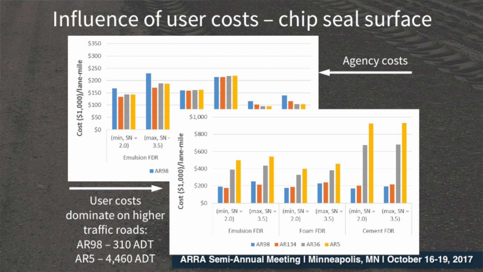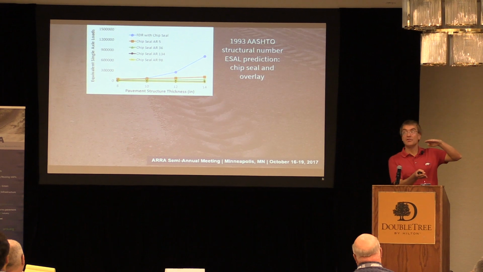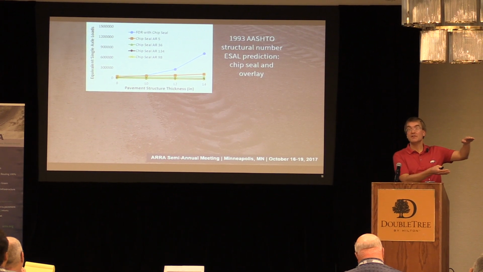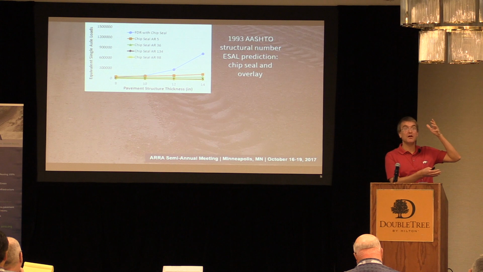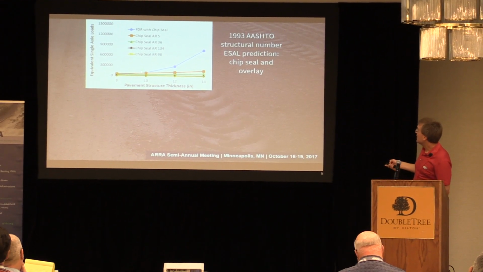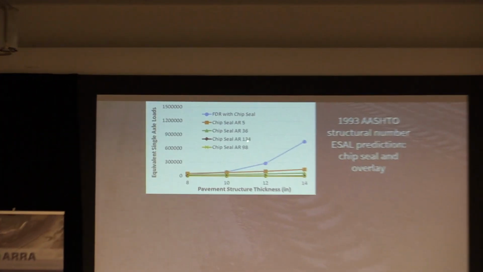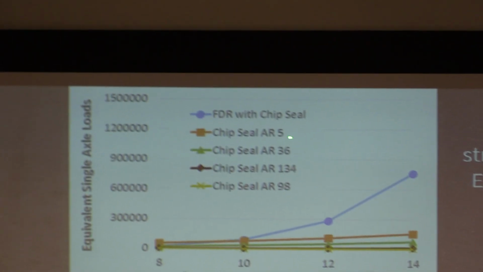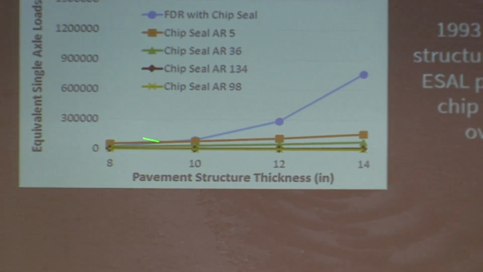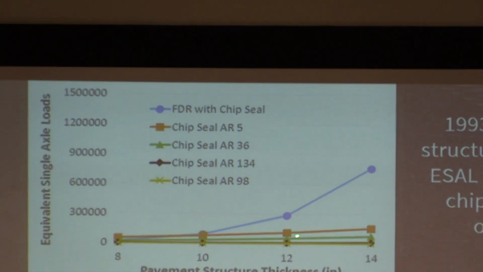And then my last couple slides here about graphs is just showing, I talked a little bit about structural capacity and thickness of roadways. You can convert that to amount of traffic. And that's a little easier to wrap your head around, is how many ESALs or equivalent single axle loads can go along there. And you can see here, if you just put a chip seal on all those 4 roads, Arkansas 98, Arkansas 134, Arkansas 36, and Arkansas 5, putting a chip seal on really doesn't do anything with increasing the amount of traffic you can have.